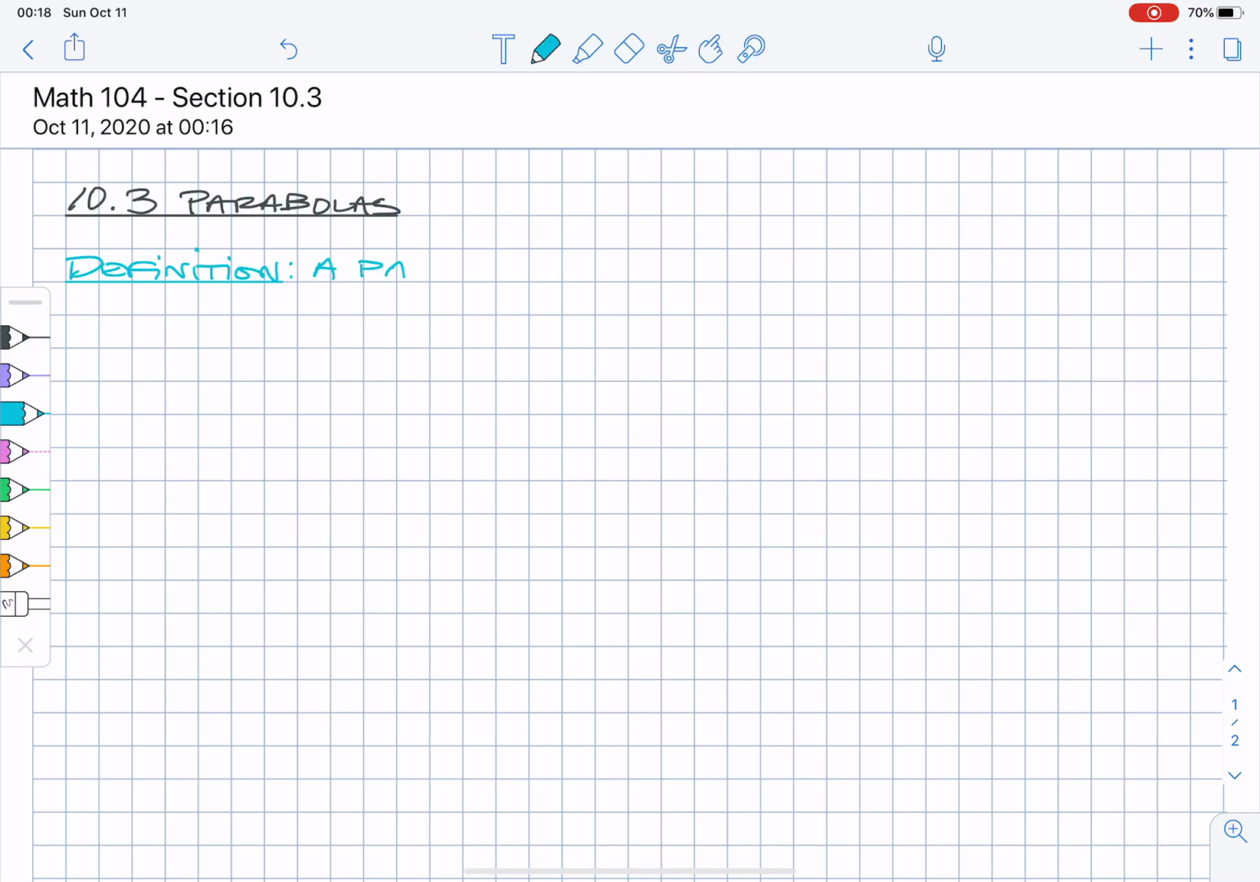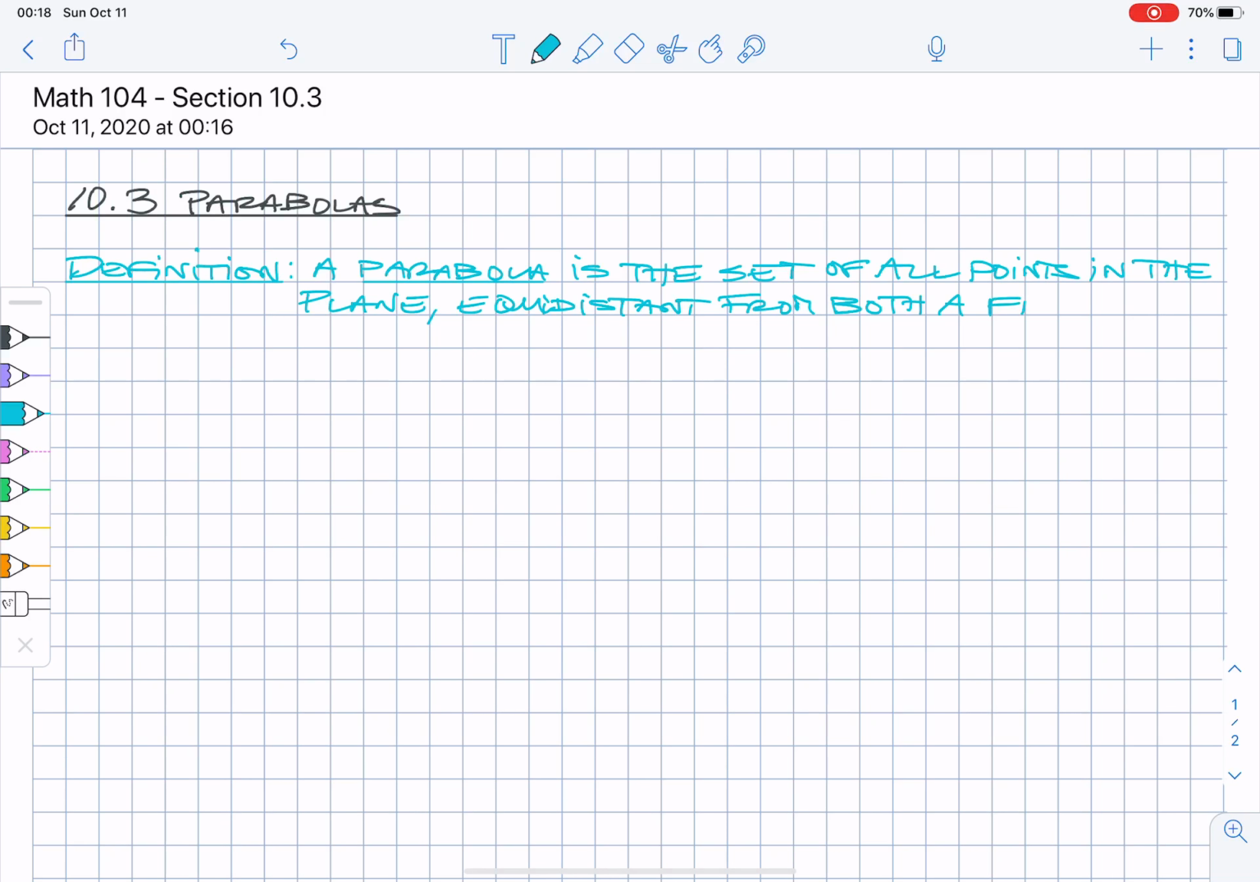So a parabola, that's what we're defining, is the set of all points in the plane equidistant from both a fixed point, which we call the focus, which is singular for foci, and a fixed line, which we call the directrix, because it directs. It directs the shape.